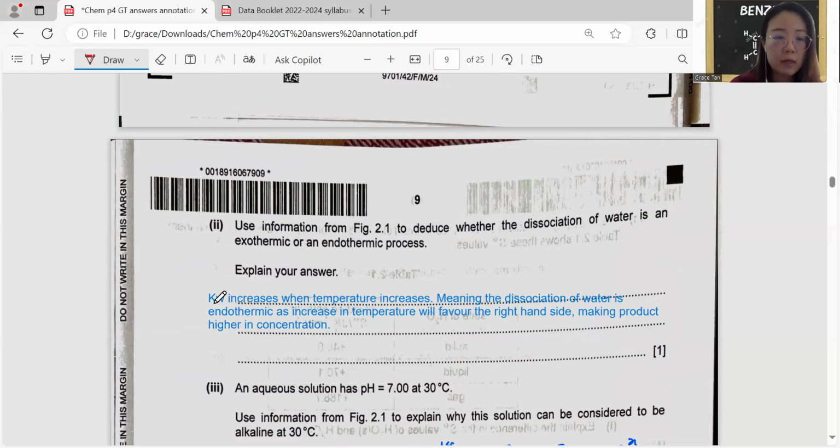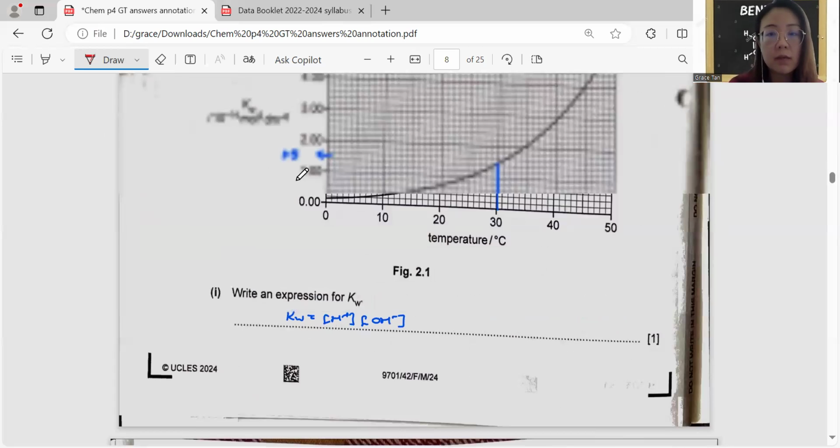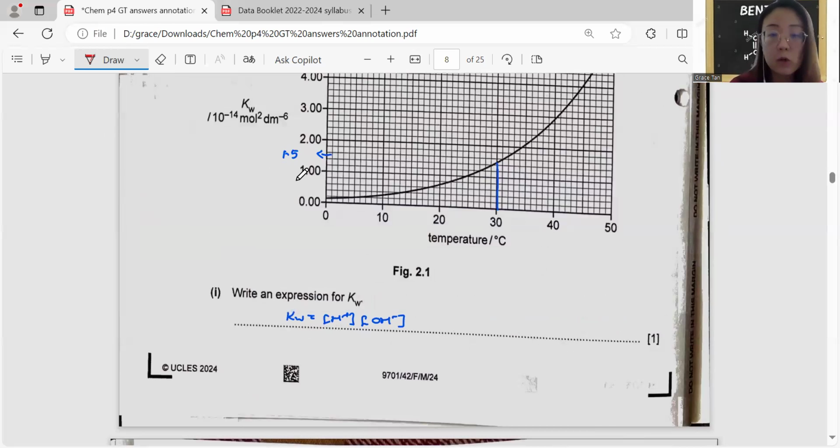Now, so the answer is this. Kw increases when temperature increases. Now, this is not the answer yet because you're just literally repeating what the graph is saying. I mean, yeah, when temperature increases, Kw also increases. All right, this one got no mark.